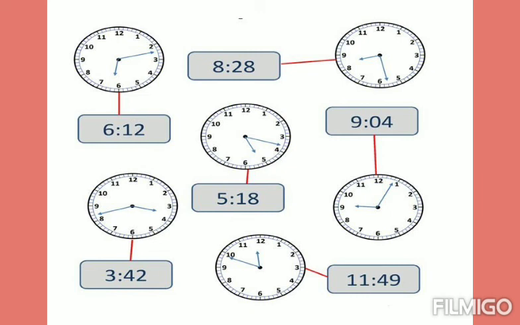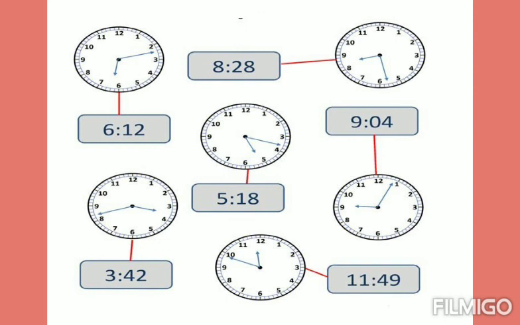Okay, and here in the next one we can see the minute hand after 9 has covered 4 small divisions, and the hour hand is between 11 and 12. So we can read the time as 11:49, since it has covered 4 small divisions after 9. When the minute hand is at 9, it means it has covered 45 minutes. After that it has also covered 4 small divisions, so we add it to 45, which means 49, so 11:49 is the time.